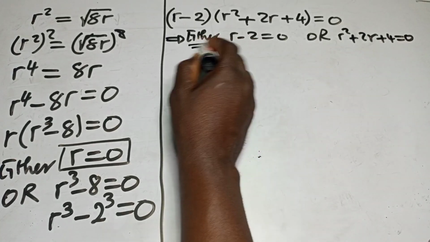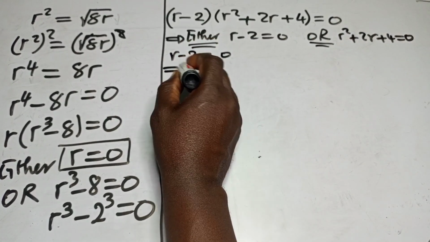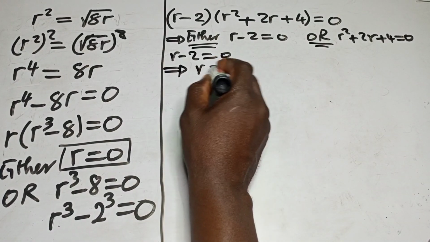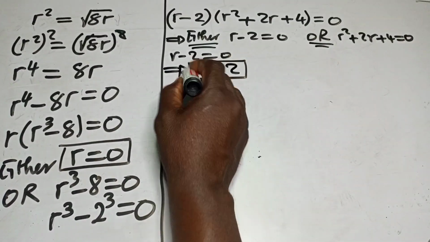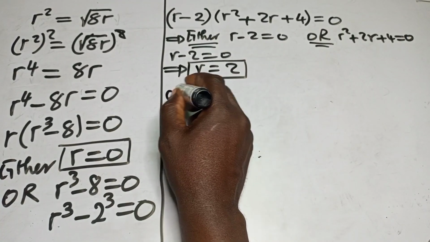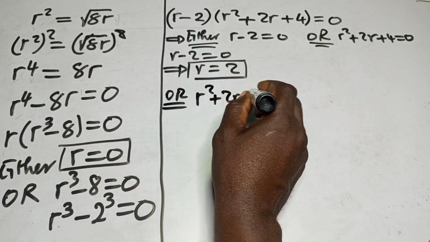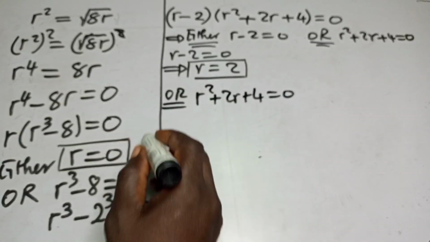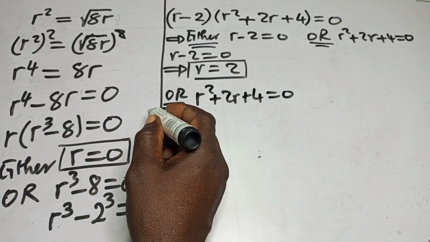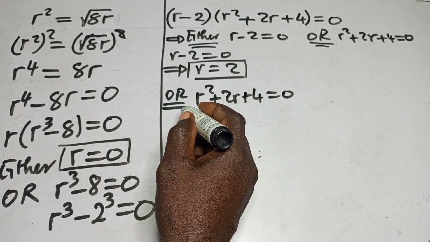Let's start with this first one. r minus 2 equals 0 means that r is equal to 2. This gives us our second solution in the set of real numbers. Okay, we'll now take the other one, r squared plus 2r plus 4 equals 0. This is a quadratic expression in terms of r, so we're expected to have two solutions.